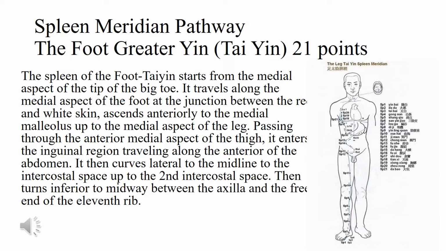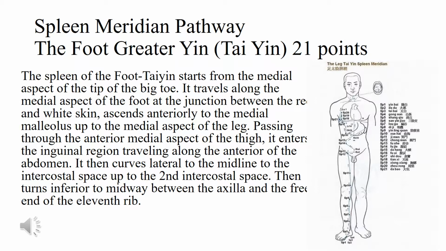21 on the mid-axillary line. 21 is on the mid-axillary line, considered to be six sun below the axilla. Remember that free end of the 11th rib to the axilla, that's 12 sun, so halfway. Halfway is spleen 21. The whole measurement, yeah. Three and an 11th rib, axilla is 12, halfway, spleen 21.